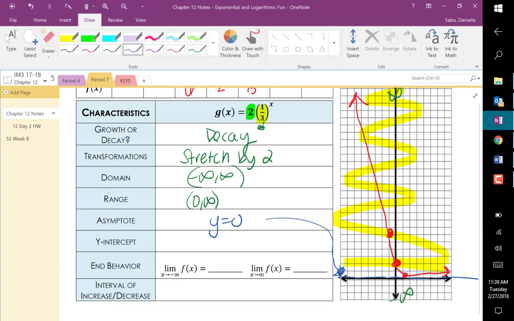Would the y-intercept be 0, 2? It would be 0, 2, right here. This is our y-intercept. What if there was more than 1? There will never be more than one y-intercept. Otherwise, it wouldn't be a function. Good question, though.